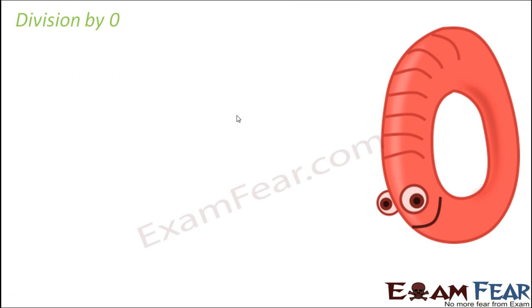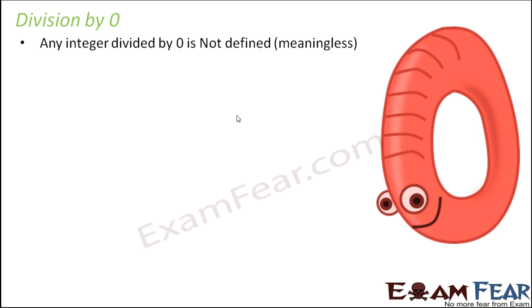Before that, let's talk about division by 0, because for multiplication we saw that whenever you multiply any integer with 0, the result is 0. What about dividing an integer by 0? Any integer divided by 0 is not defined or meaningless. It doesn't have any meaning basically. So we call it not defined.